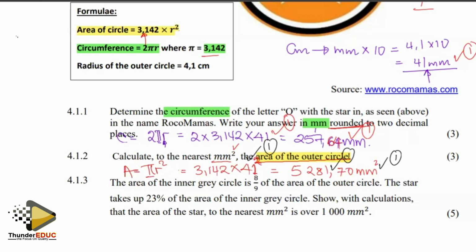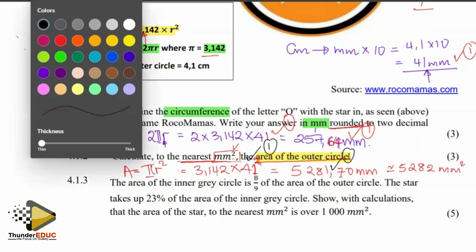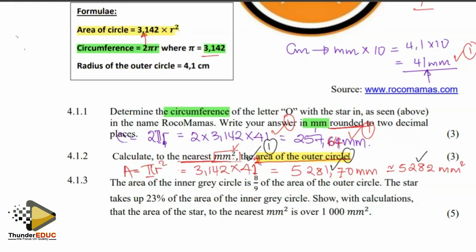Oh, sorry, not for the units. The other mark is for rounding off correctly. The final answer here is supposed, because they said to the nearest millimeter squared, I forgot it. This simply means to the whole number. So to the nearest is 5,280. Now this is 7, making it 5,282 millimeters squared. That's how the other mark was got. So you got this other answer, you rounded off.